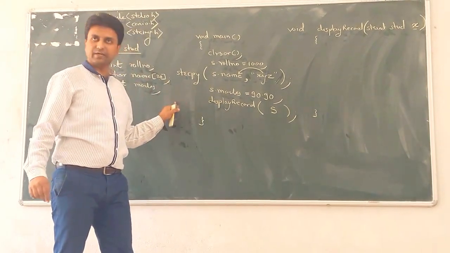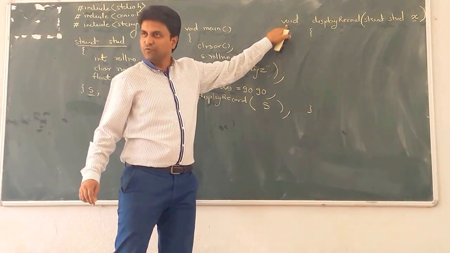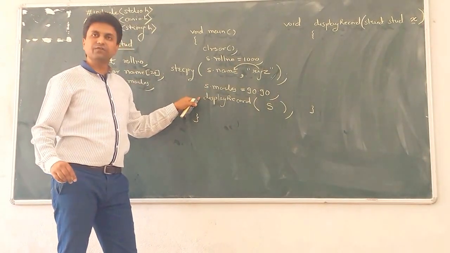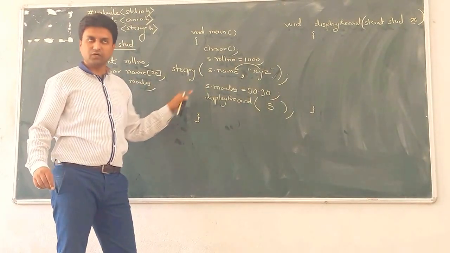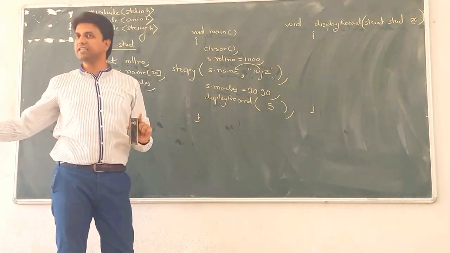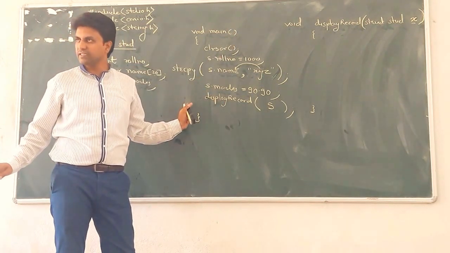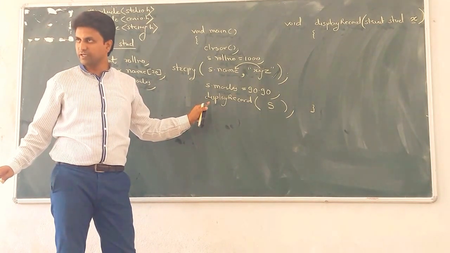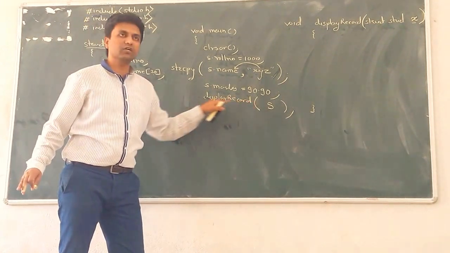There is no catching variable because the return type is void. So no need to write equal to and a catching variable, because the display record function does not return anything. So no need to write a catching variable and equal to operator in the function call.